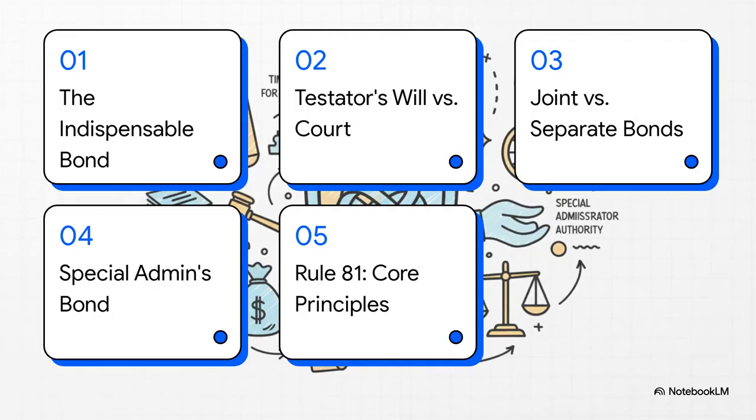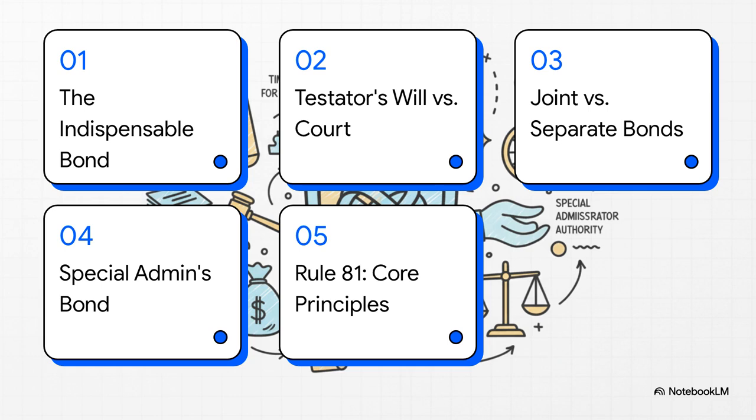Okay, so here's our game plan for this explainer. We're going to start with why this bond is just so critical. Then we'll get into the interesting stuff, like what happens when the deceased person's will tries to say no bond needed. We'll also dive into situations with multiple administrators, the unique rules for a temporary special administrator, and then we'll wrap it all up with the court principles you absolutely need to know.